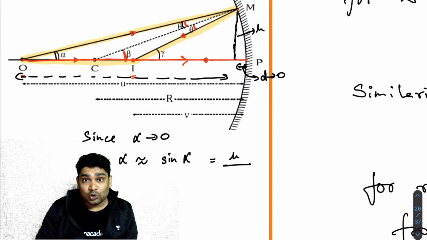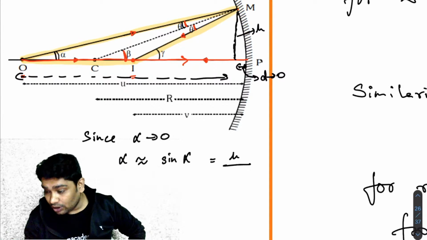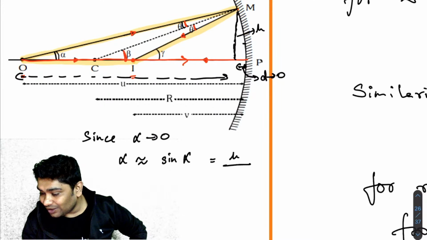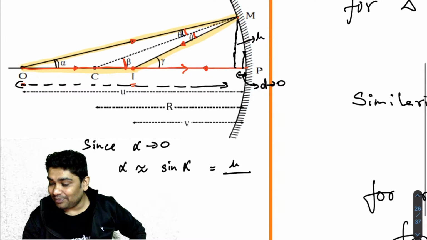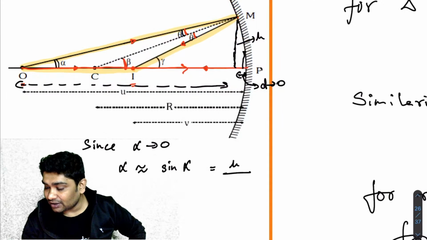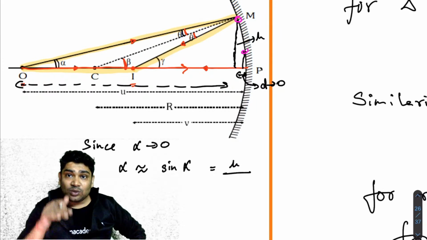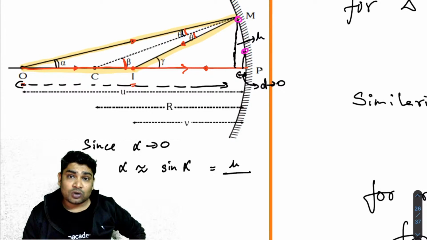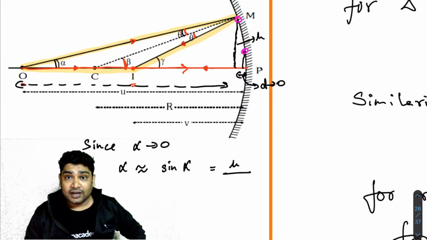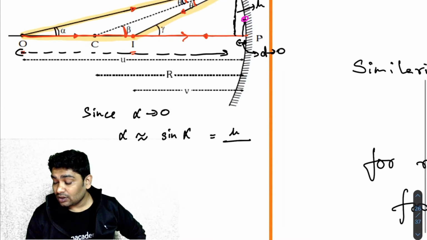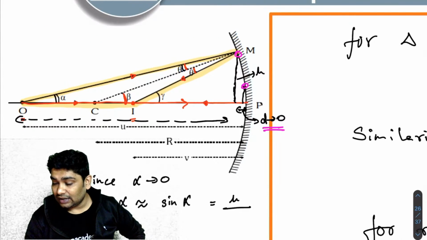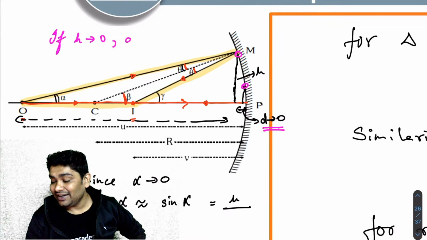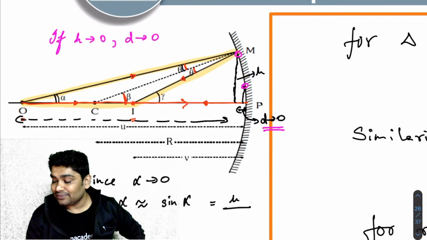Okay. As you move closer to the pole, you will realize this distance is decreasing. I hope you can see that. When comparing this ray and this ray, as you're moving closer to the pole, this distance is also tending to 0. So if h tends to 0, d also tends to 0. Let's write that here: if h tends to 0, d also tends to 0. D is this distance.